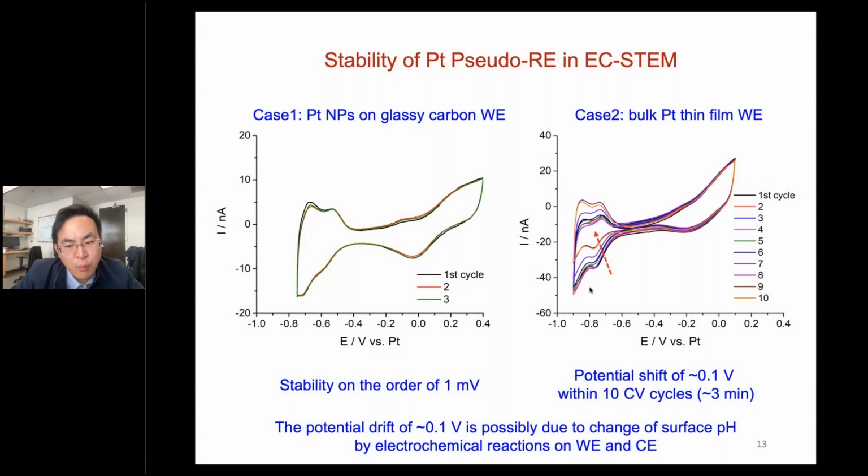So what has caused this? There can be several reasons. One possibility is that the electrochemical reactions on the working and counter electrodes are changing the surface pH. You already noticed how sensitive the potential of the platinum reference is to the pH. A slight change in surface pH can cause a potential shift, and we want to give you a realistic expectation of what you can achieve in liquid cell TEM.